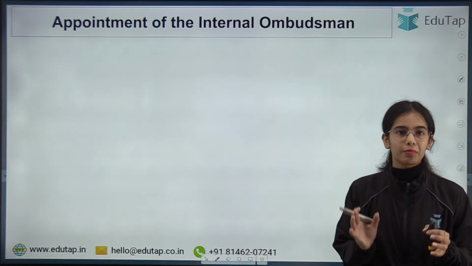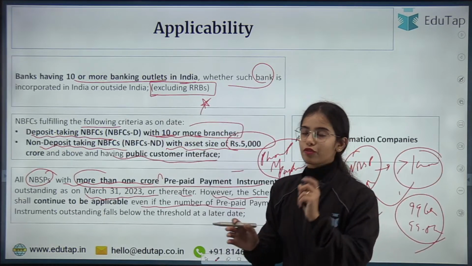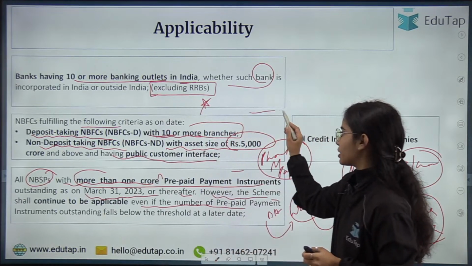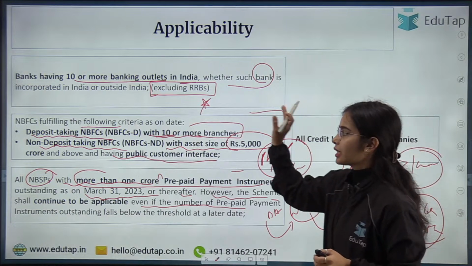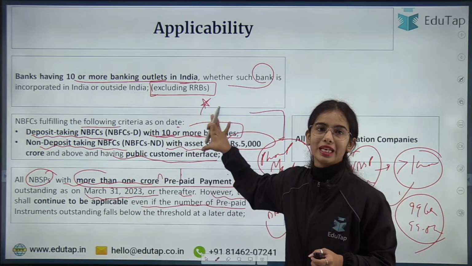So this is the applicability that you have to remember, and the direct question was in your RBI Grade B examination that was recently conducted. The direct question was from this part, the applicability of the NBFCs. Okay.